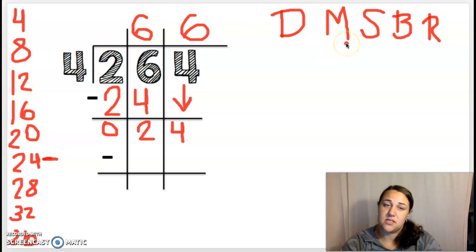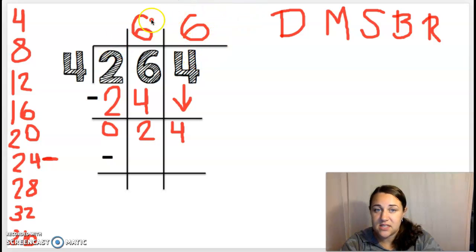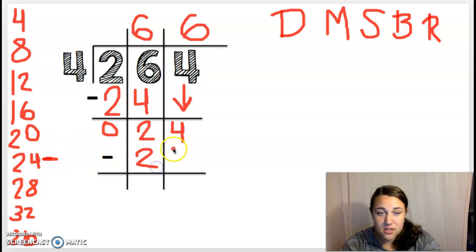Now, Mom tells us to multiply, right? So we take this 6, because this 6 we already used for the previous problem. Now we're working with this number. So 6 times 4. So if we count 6 times, 1, 2, 3, 4, 5, 6, right? So what number did I land on? 24. So I write my answer here, my multiplication answer.